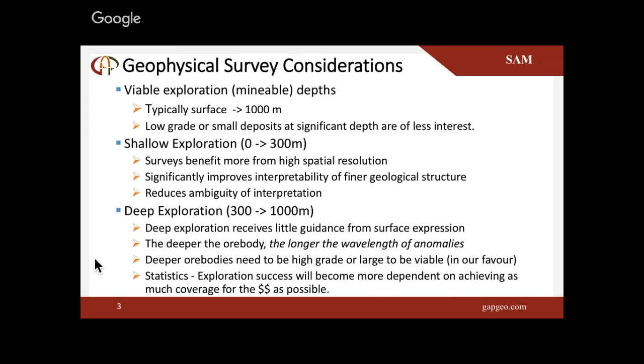Shallow exploration, I call 0 to 300 metres, and they tend to benefit more from high spatial resolution. That's where things like our standard SAM high resolution conductivity map comes in, and other techniques, of course. Deep exploration, between 300 metres and 1,000 metres, you get much less guidance from surface exploration, from geology. You get further away from the surface, you know less about what's going on at depth. And the other thing I'll point out is that the deeper the ore body, if you're looking at EM responses, the longer the wavelength. So this has implications in terms of your survey design.